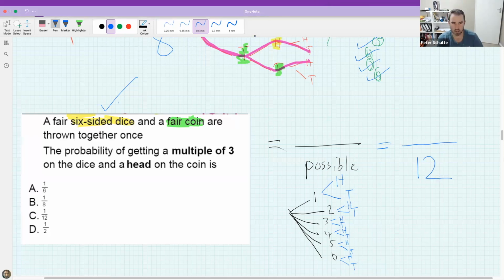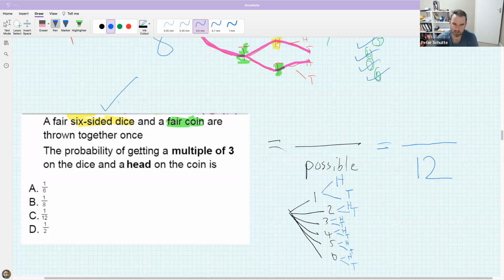Okay, now, what is the probability of getting a multiple of 3 on the dice and a head on the coin? So I'm going to go hunting for my favorable outcomes. So where am I going to go hunting? I'm going to go hunting on the 3 and the 6 because those are multiples of 3. But just being a multiple of 3 is not enough. You also have to get a head on the coin.